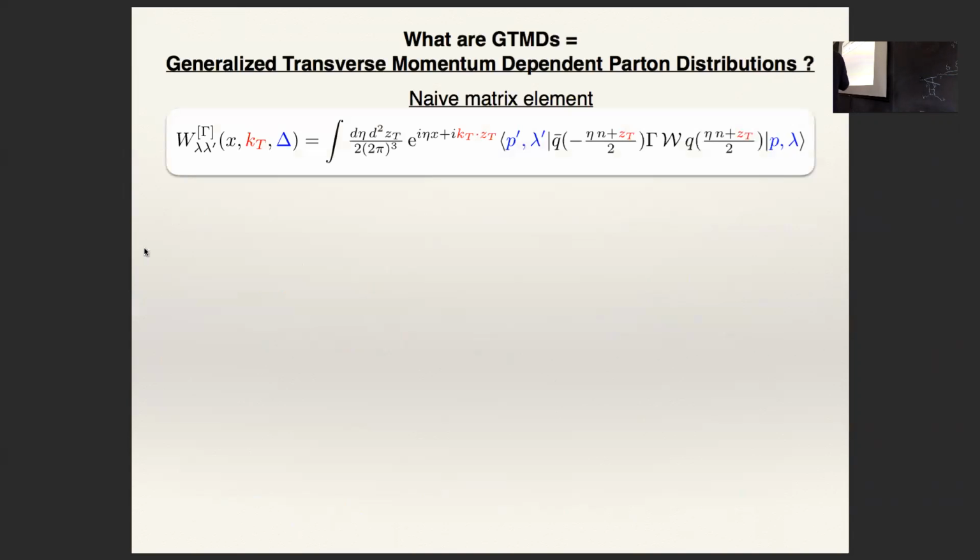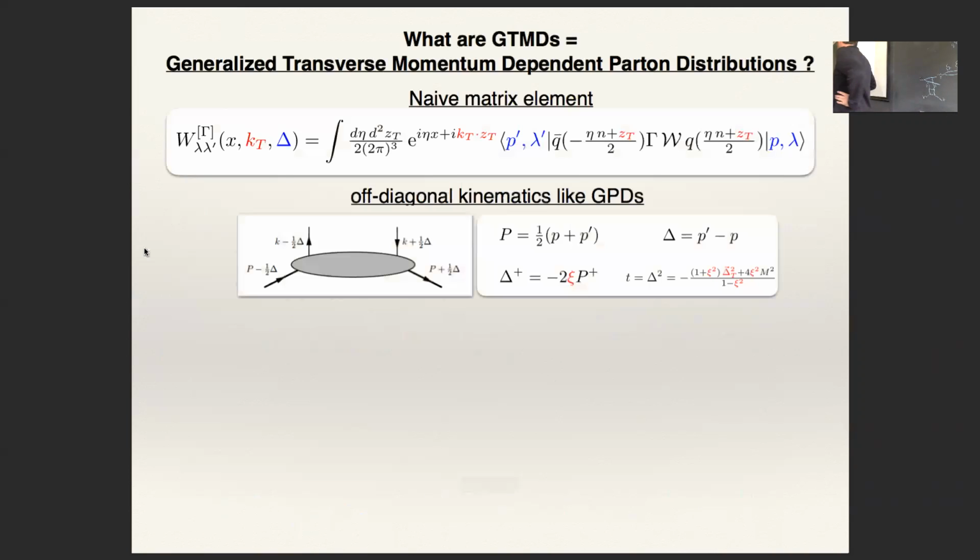And if we take the Fourier transform, then this operator depends on the longitudinal momentum fraction x, the typical one, and the transverse quark momentum kt. And then we sandwich this operator, and in usual ordinary TMDs, we would just take a diagonal matrix element. For GTMDs, we take an off-diagonal matrix element. So the momenta of the incoming nucleon and the outgoing nucleon, P and P prime, are not the same anymore. That means we can basically take the same off-diagonal kinematics that we know from GPDs.